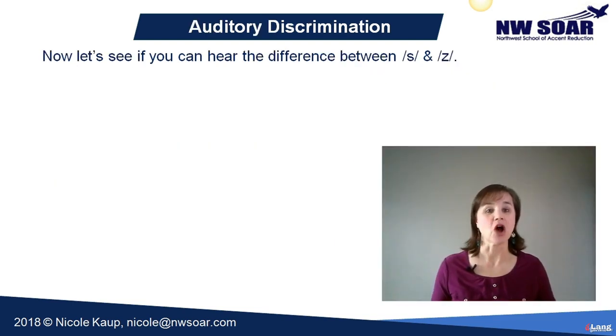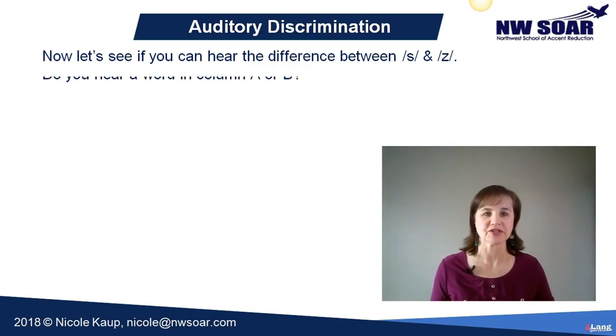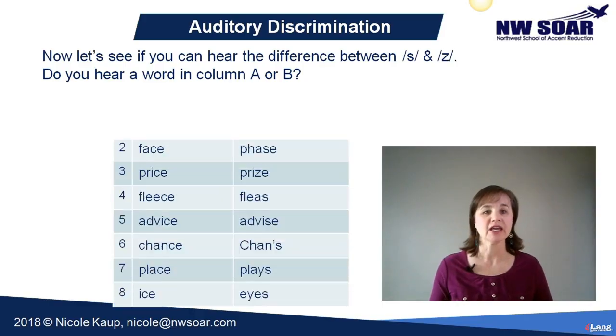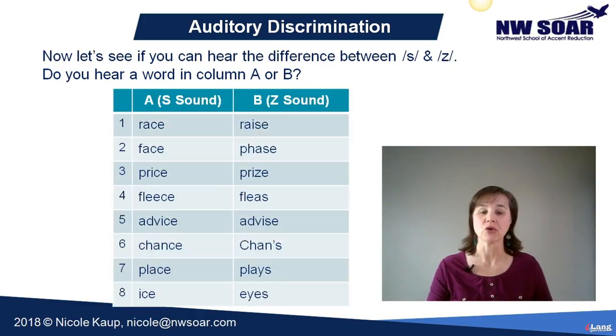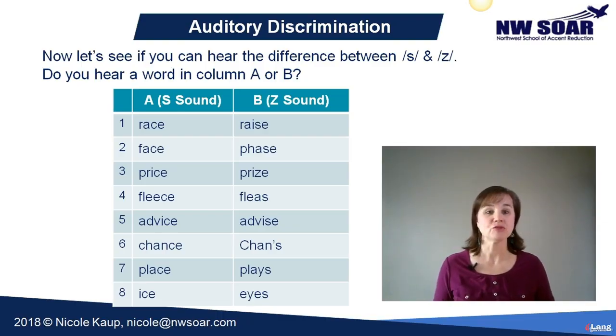Now let's do a little bit of auditory discrimination practice to see if your ear can pick up these two different sounds. Again, do you hear a word in column A or B? Make sure that you find this chart in your workbook before we continue. I'm just going to say each word once, so it will go by very quickly. But I'm sure you'll need to listen again and again to make sure you've got them all.